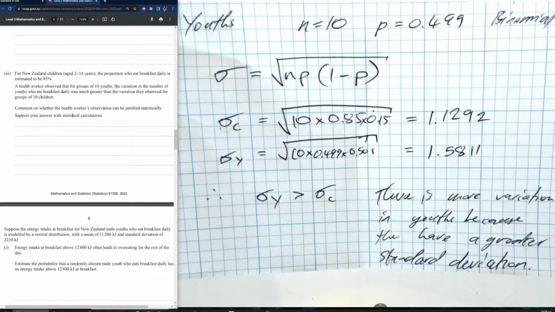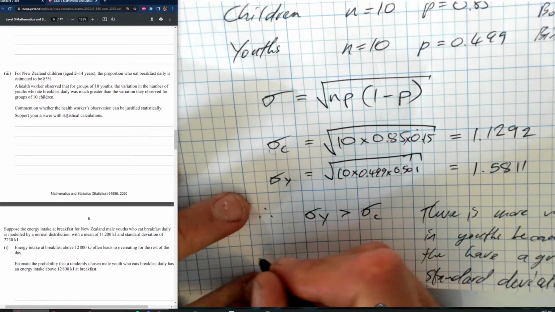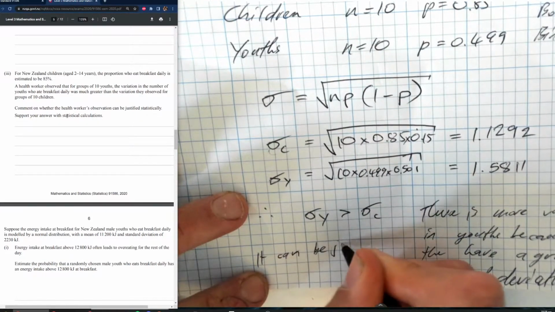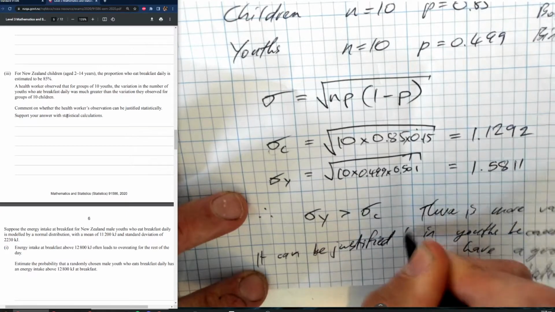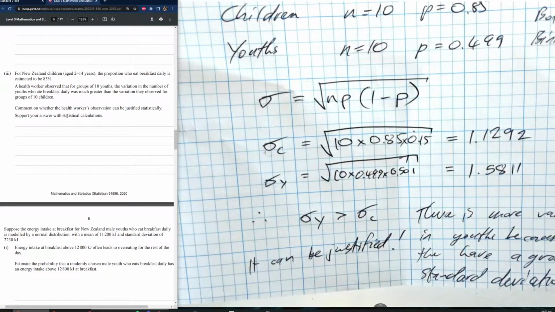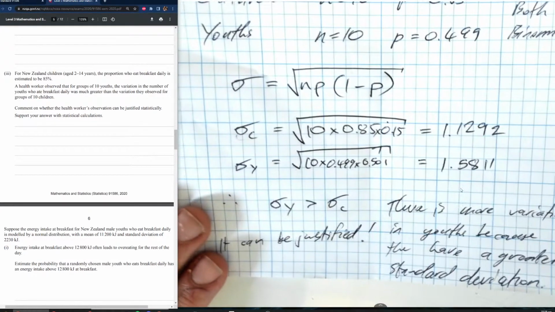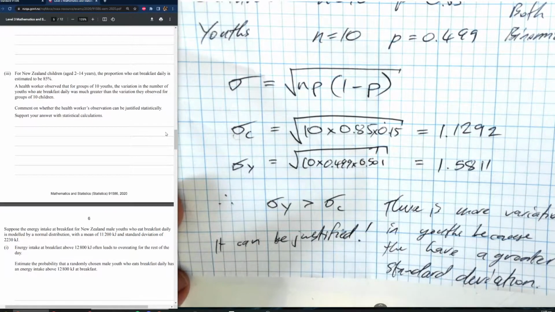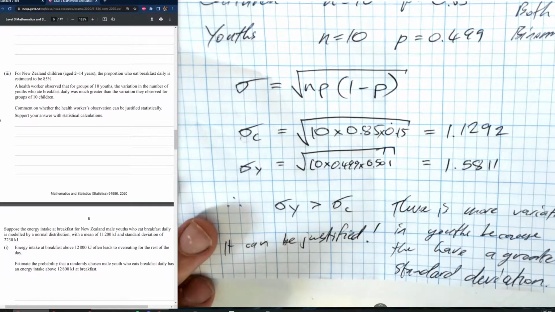Okay. Comment on whether it can be justified. Just remember to read the question. Support your answer. So I've supported the calculation here. I sort of needed to talk about the health worker. And I've given the reason here.